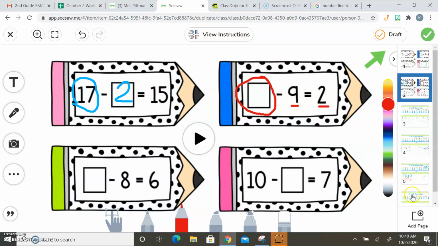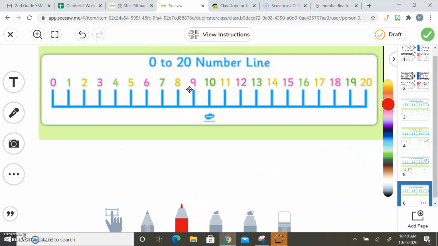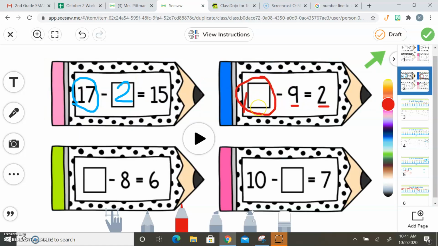So I could start at 2 or I could start at 9. And I'm going to add up 2 more. Boom, boom. Where did I land? I landed at 11. I could also start at 2 and count up 9, but that's going to take a lot of jumps. 1, 2, 3, 4, 5, 6, 7, 8, 9. Where did I land? On 11. So the answer would be 11.